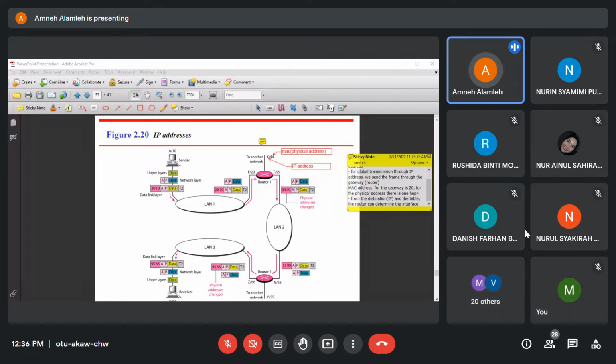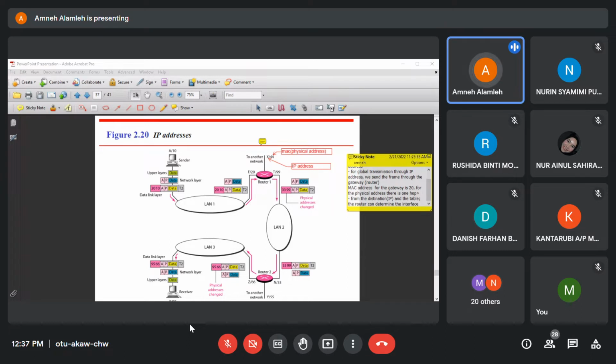Can you see example 220, okay? Not yet. Example 220, IP address. Can you see my screen? Yes. Someone said yes, others said not yet. Yes. Yes, okay. Yes. Okay.